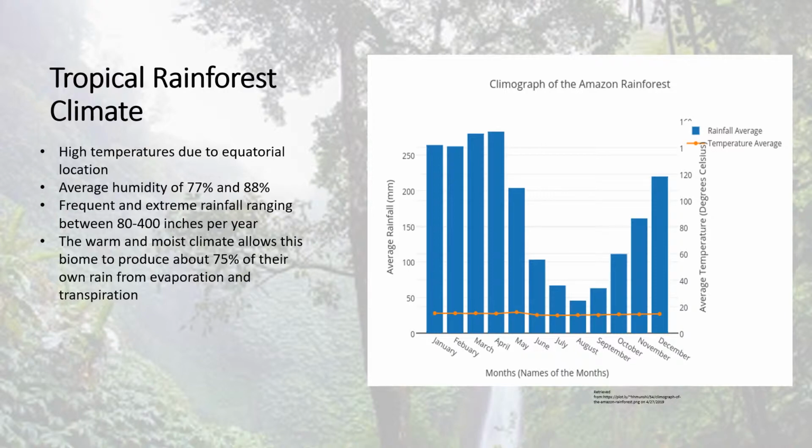This warmth and moisture allows for the tropical rainforest to produce up to 75% of their own rainfall due to transpiration and evaporation. This type of climate allows for a variety of species to be able to thrive in this biome.